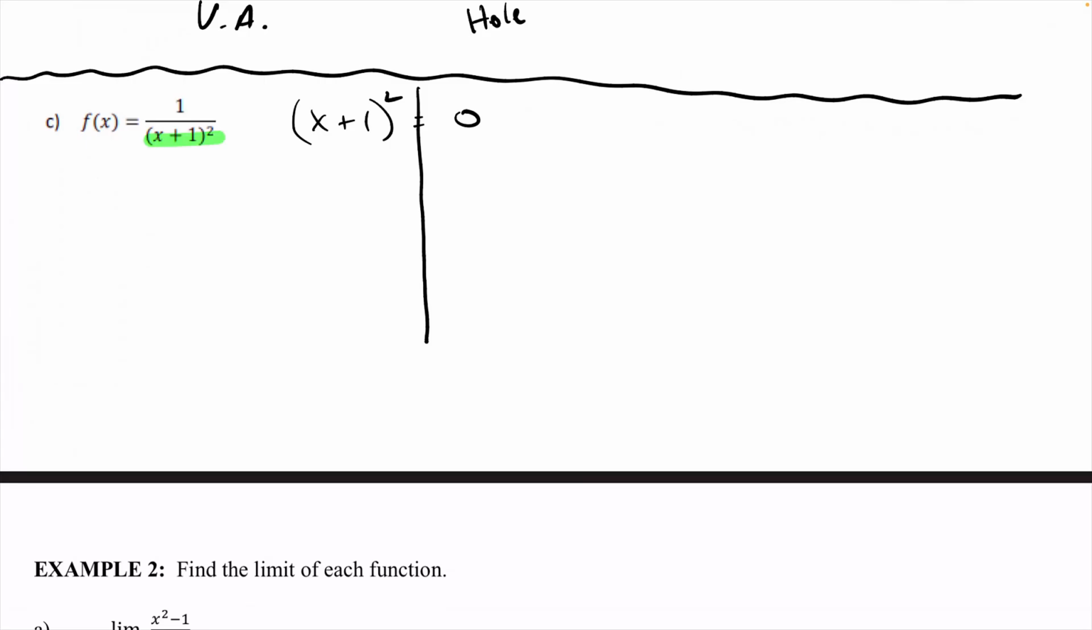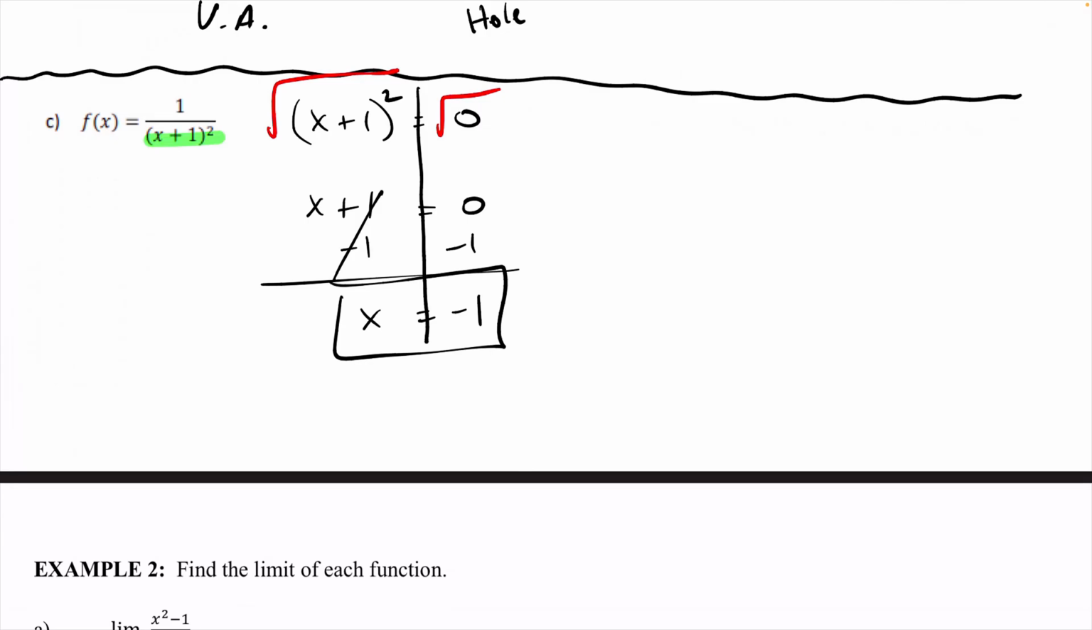So you don't have to square it. We're solving it. Just undo it. So to get rid of the squared, how do we get rid of the squared? Square root, right? That's the opposite of squared. So I'm going to take the square root of both sides. So that would be x plus 1. Square root of 0 is just 0. Subtract 1 from both sides. I get -1. So is that going to be where a hole exists, or is that going to be where a vertical asymptote exists?